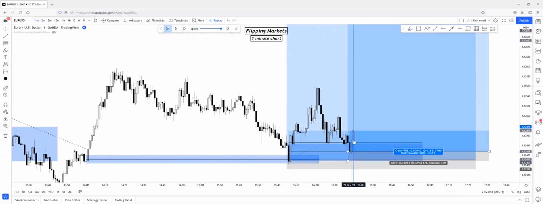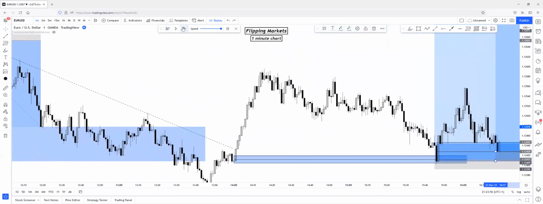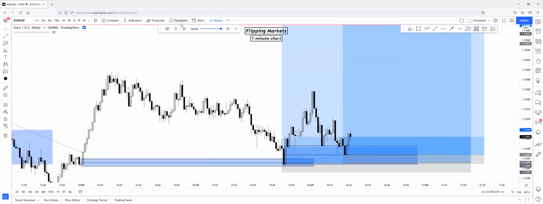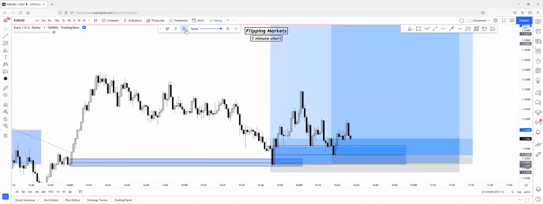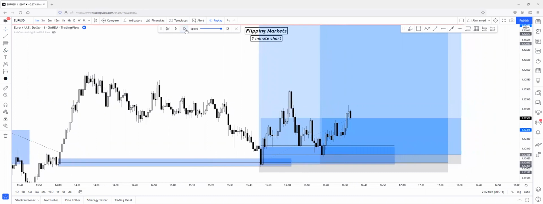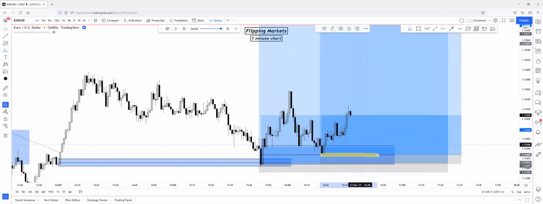Actually, I can play price forward. Okay, so let's just play price forward. As you can see, it's breaking structure to the upside. I will keep my stop loss in break even because this could be liquidity for this zone. So I'm keeping my stop loss in break even. If this high breaks, I will move my stop loss. Let's see what happens.